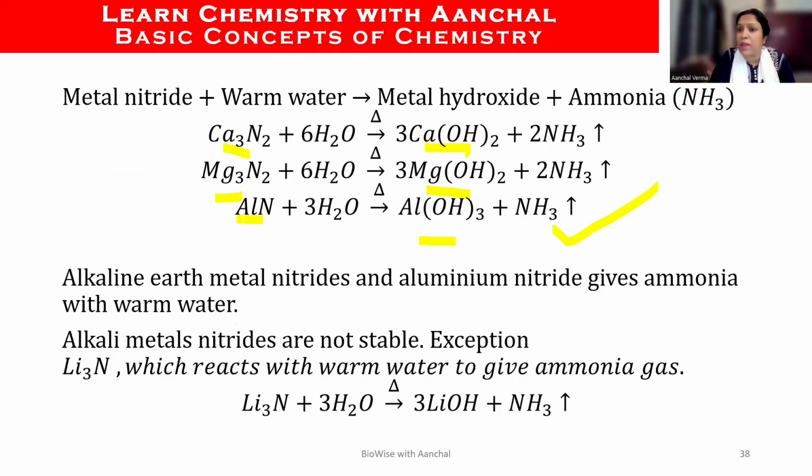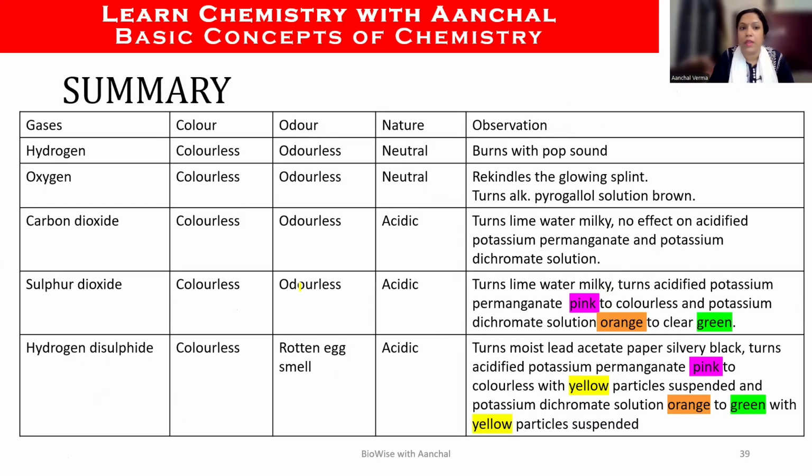Right? So the question can be, why not group 1? Group 1 also forms nitride. No, group 1's nitrides are not stable. Exception is lithium nitride. Because of their size, they cannot form stable nitrides, except for lithium nitride. And lithium nitride reacts with warm water to form lithium hydroxide and ammonia. This is an exception, okay? Otherwise, all alkaline earth metal nitrides react with warm water to give metal hydroxide and ammonia. Then this is the summary of whatever gases we did.